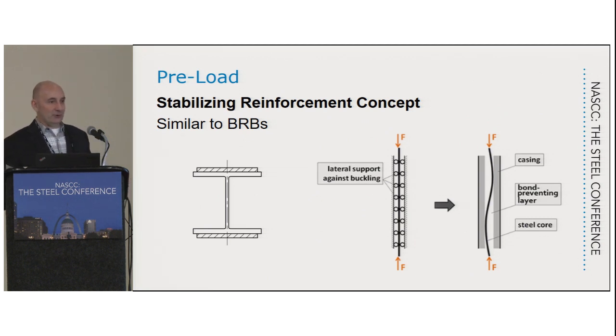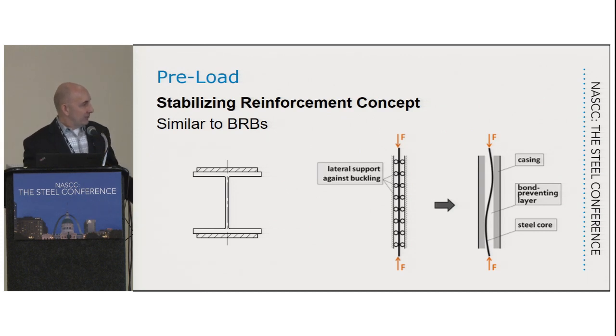So what we want to do is get the elastic portions of our cross section as far away from the neutral axis as we can. And that's what the stabilizing reinforcement concept is all about, is getting the elastic portions of our cross section to be the most efficient to prevent buckling of this column.